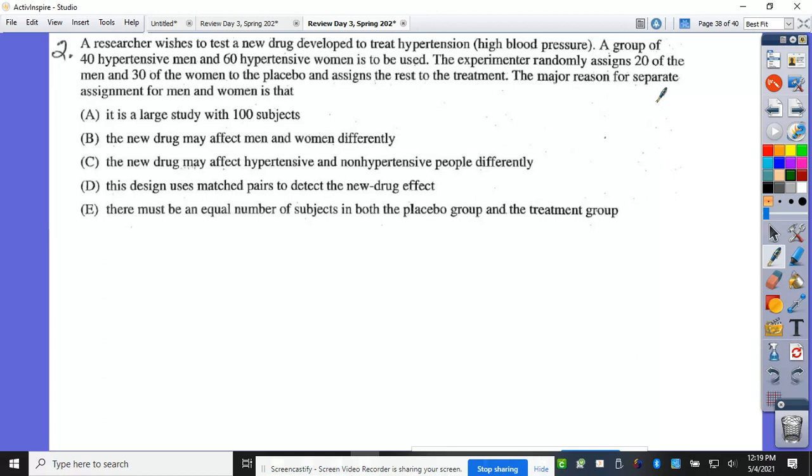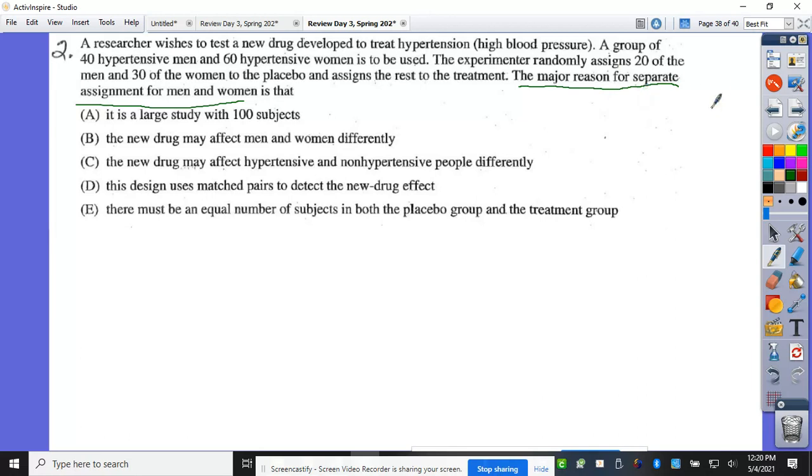A researcher wishes to test a new drug developed to treat hypertension. A group of 40 hypertensive men and 60 hypertensive women is to be used. The experimenter randomly assigns 20 of the men and 30 of the women to placebo and assigns the rest to treatment. The major reason for separate assignment for men and women, this should be a very easy answer for you now that we've done today, is what? Why would we split them before we assign them? Not even looking at my answer choices, it's talking about doing what in the experiment that we already talked about today?